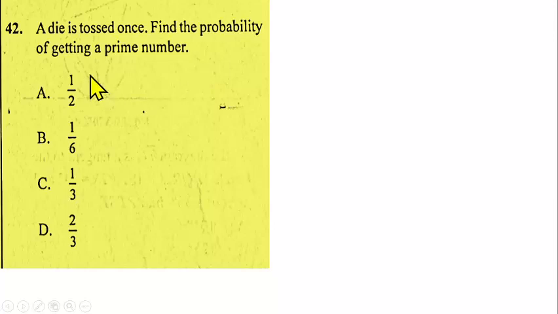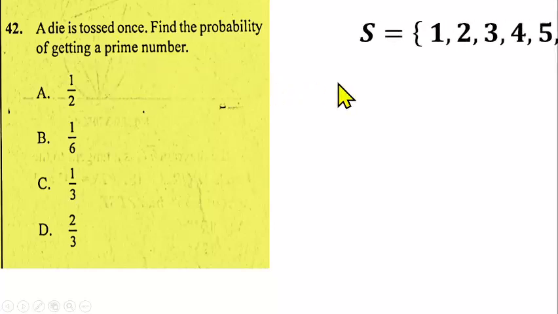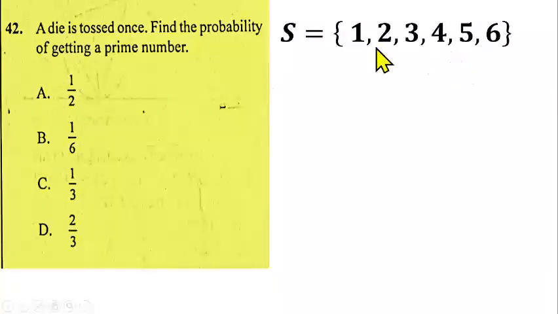Question number 42 is from probability. A die is tossed once. Find the probability of getting a prime number. So the sample space of throwing a die is 1, 2, 3, 4, 5, 6, because these are the faces of the die. So we have to get the prime numbers there. What are the prime numbers? Numbers that are divisible by 1 and by itself.